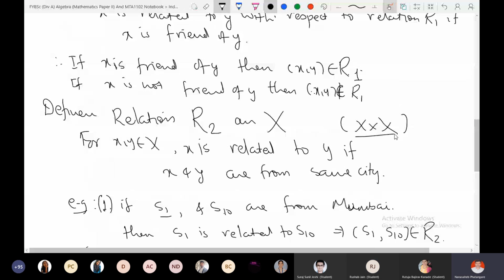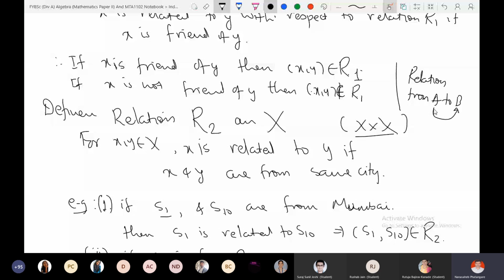Because what is my definition? Relation from A to B. That means I am relating elements of A with elements in B. But my first set is X and my second set is also X. So I am relating elements of X with X. So what is my set X? Students from A division.